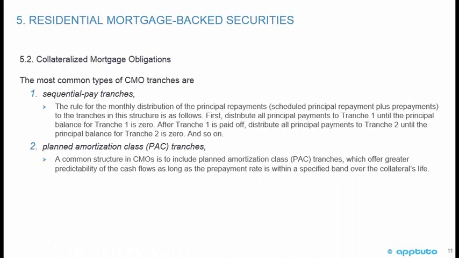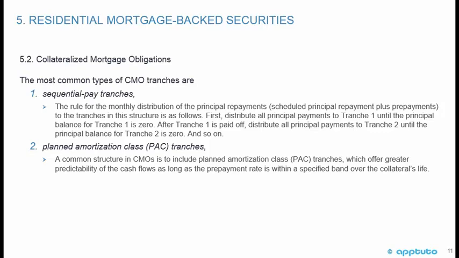The most common types of CMO tranches are, number 1, sequential pay tranches. The rule for the monthly distribution of the principal repayments, scheduled principal repayment plus prepayments, to the tranches in this structure is as follows. First, distribute all principal payments to tranche number 1 until the principal balance for tranche number 1 is 0. After tranche number 1 is paid off, distribute all principal payments to tranche 2 until the principal balance for tranche 2 is 0, and so on.